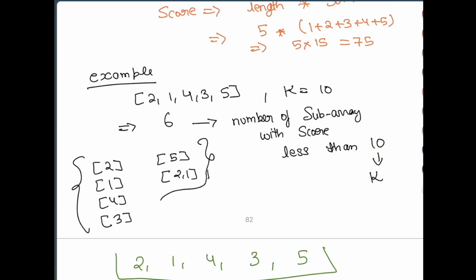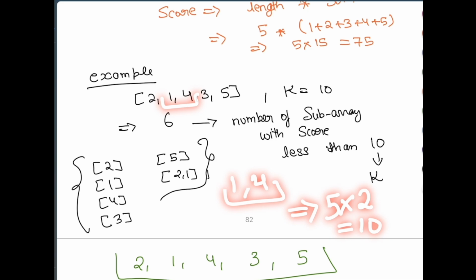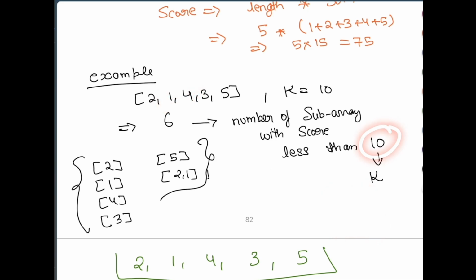Any subarray which you can create apart from these will definitely have a score either equal to 10 or more than 10. For example, let's take some random subarray. Let's take this, okay? So this subarray is 1, 4, right? The score is going to be the sum, which is 4 plus 1, 5, multiplied by the length. Length is 2, right? So this is equal to 10. 10 is not less than 10, right? It should be less than 10 and not equal as well. So we will not count this subarray.